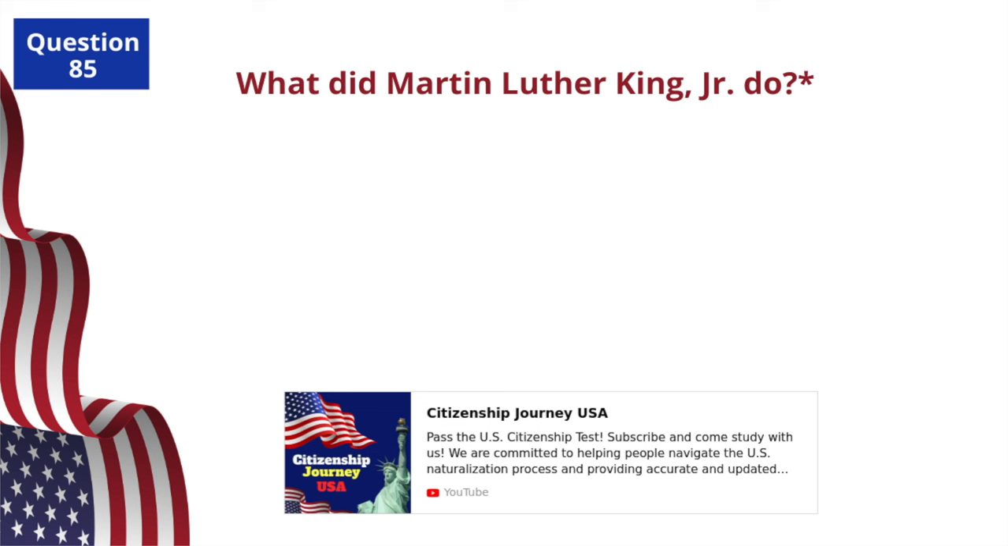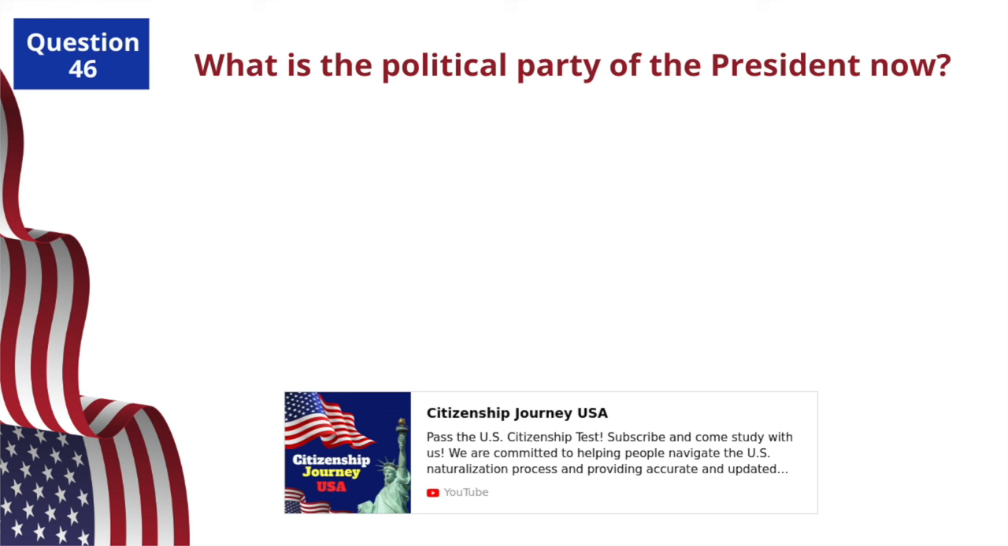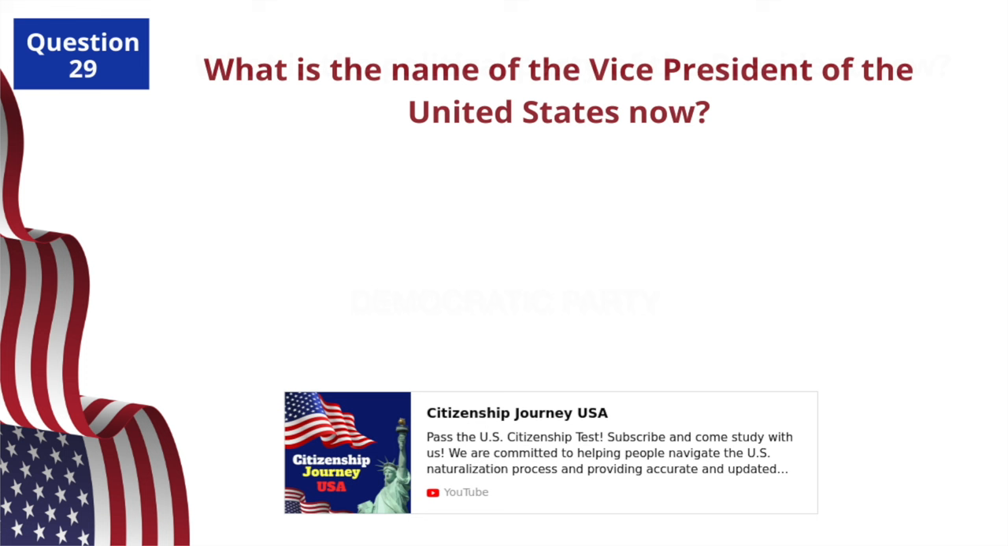What did Martin Luther King Jr. do? Fought for civil rights. What is the political party of the president now? Democratic Party. What is the name of the Vice President of the United States now? Kamala Harris.